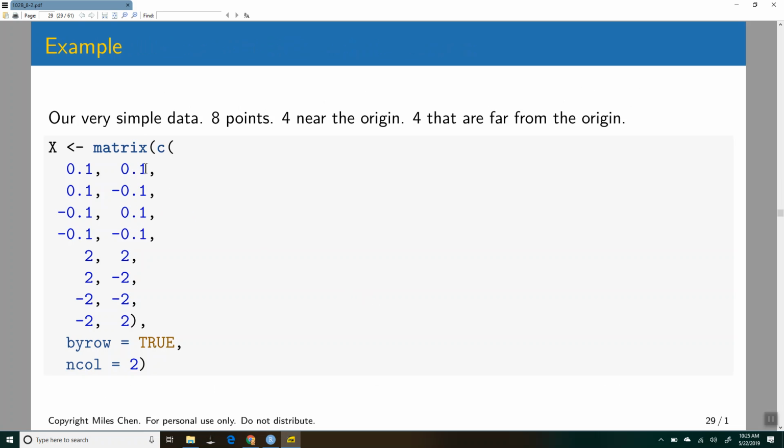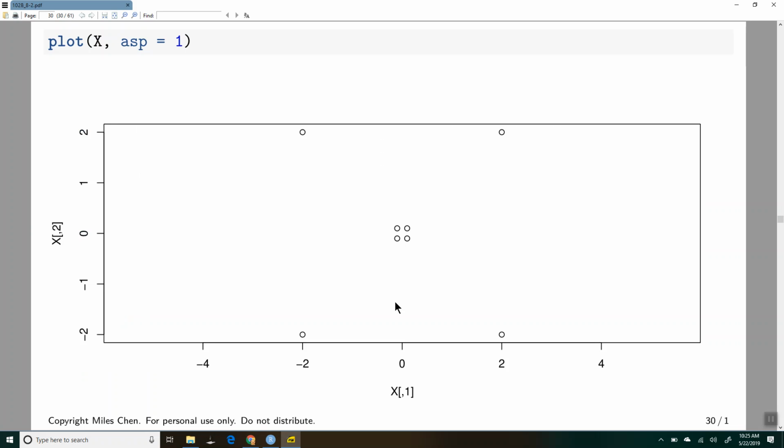So here is my data. I've got 4 points, basically 0.1, 0.1, but in each of the 4 quadrants: positive, positive; positive, negative; negative, positive; and negative, negative. And then the 0.2, 0.2 points, also in all 4 quadrants. And so this is what our data looks like.